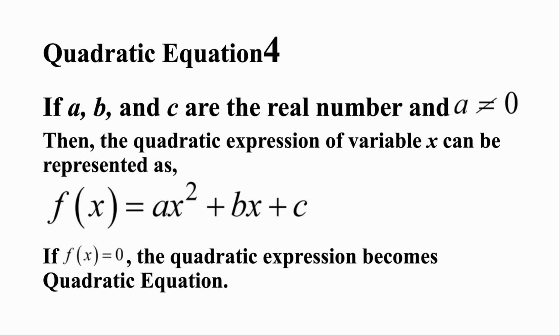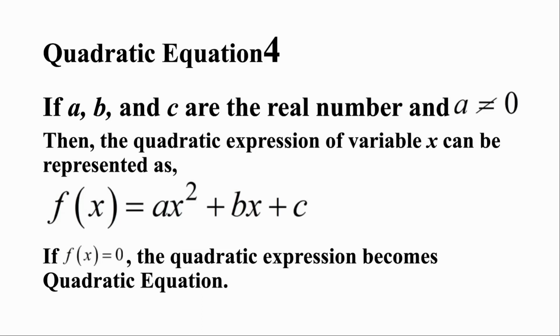So don't confuse expression and equation. If you add equals to 0 to the expression, it will be a quadratic equation, right? Here a, b, c are constant real numbers, so the expression will be ax square plus bx plus c.